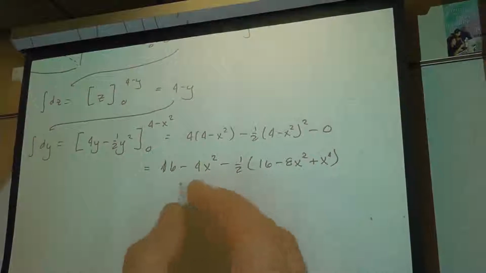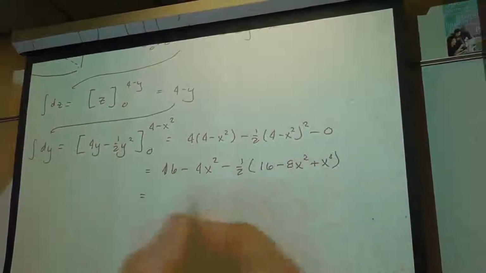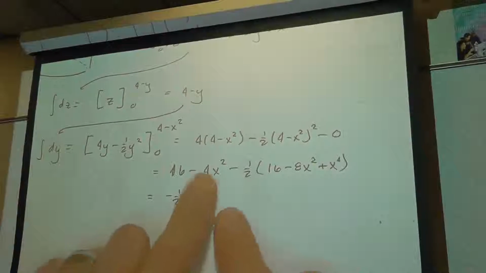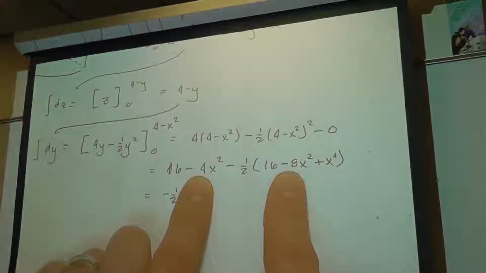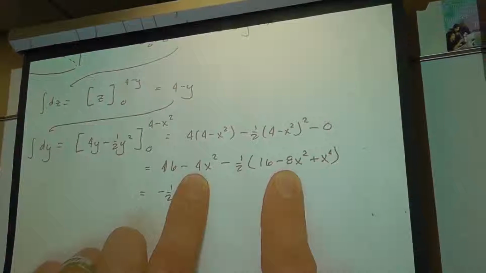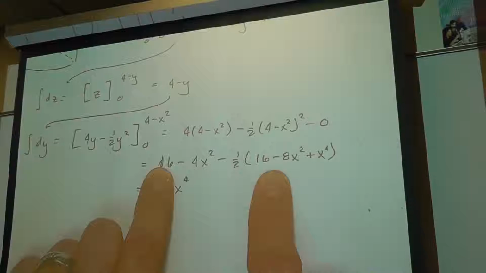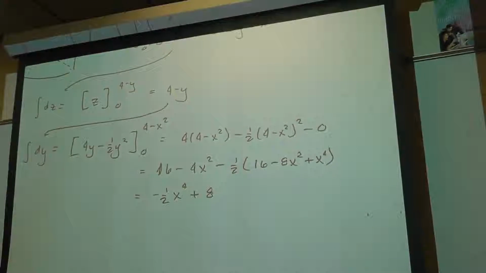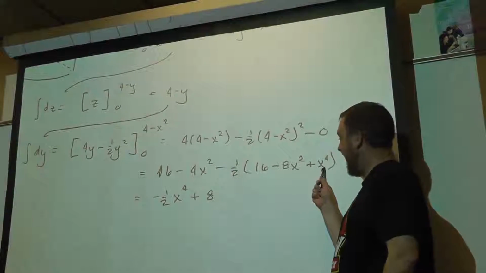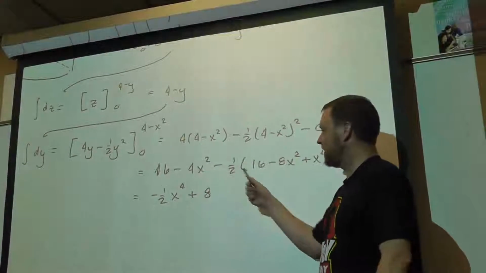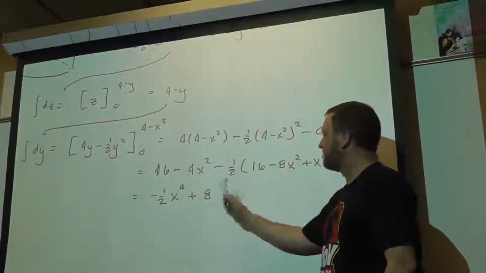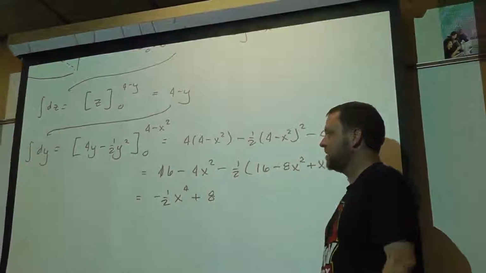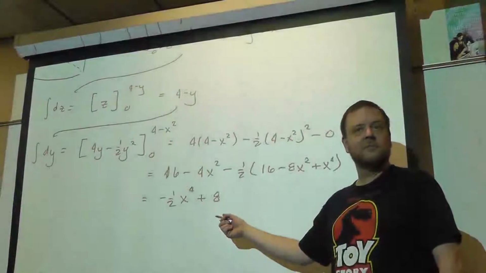So when all is said and done, we're integrating negative 1/2 x to the 4th, that's our highest term. Then we have a negative 4x squared with a positive 4x squared, loving that. And then 16 minus 8. So that should simplify to negative 1/2 x to the 4th, negative 4x squared plus 4x squared, gone. 16 minus 1/2 of 16, that's 8. So that should be what we're integrating by the time we get to x.